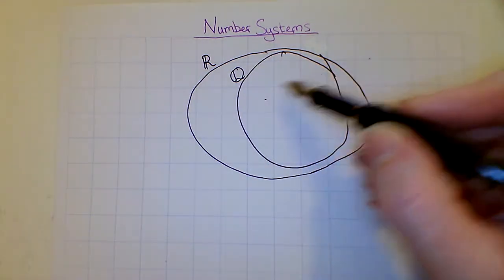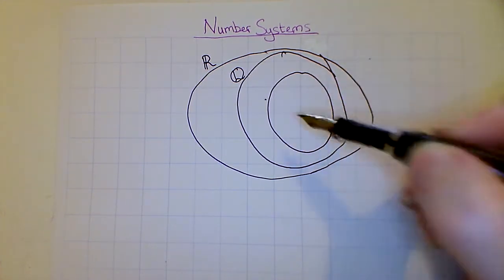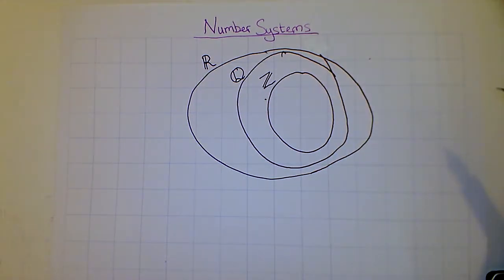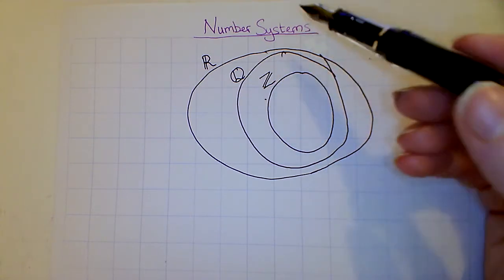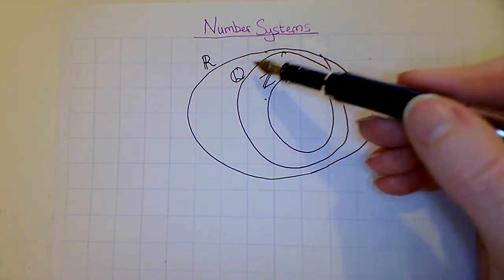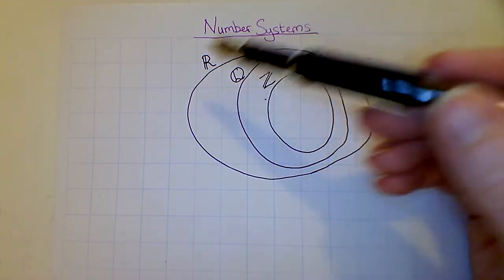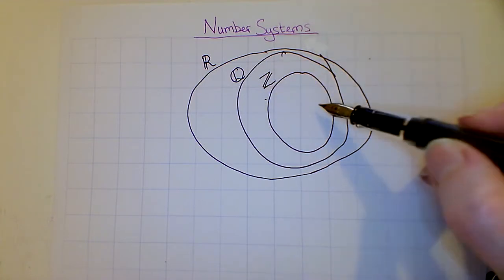Inside the rational numbers then, we have a set of what we call the integers, and the integers are represented by the letter Z. And those are all whole numbers, whether they are positive or negative. Every integer can be written as a fraction. Every fraction can be written as a decimal. That's the easiest way to think of them. Decimals, fractions, whole numbers, positive and negative.